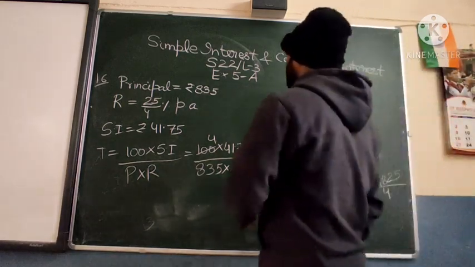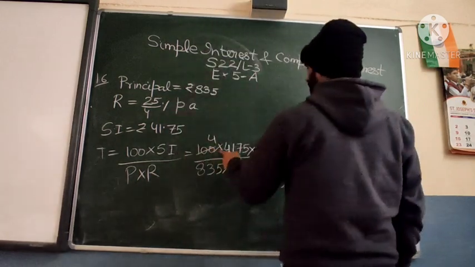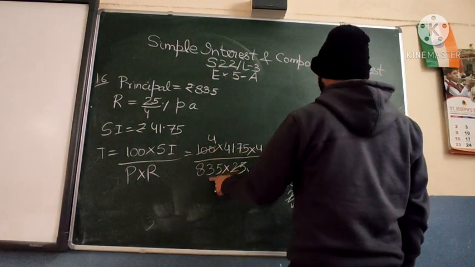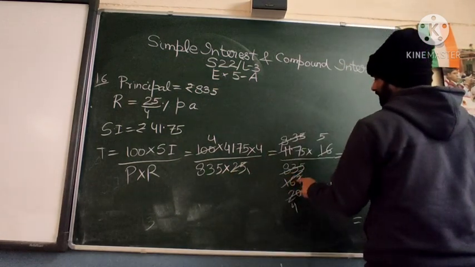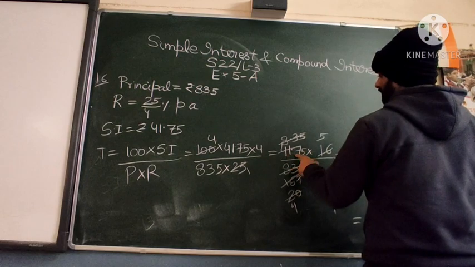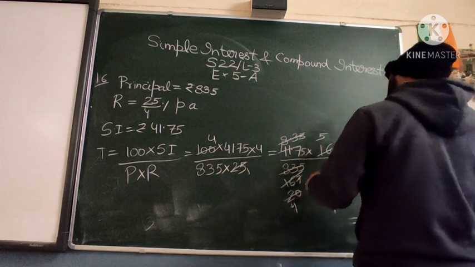So everything else is correct here. So I will multiply: 4 is 100, 4 is 16, 41.75, 35. So 5 is 5, 28, 5 is 30, 5 is 40, 5 is 15.